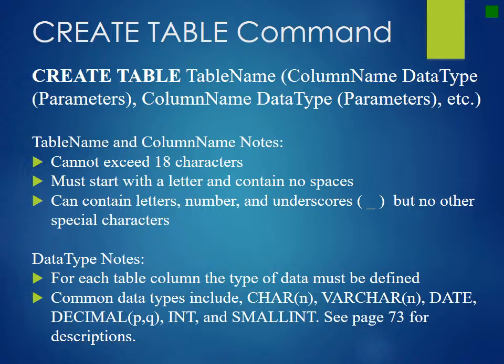Note that the table name and column names cannot exceed 18 characters, must start with a letter, and contain no spaces, but can contain numbers, letters, and underscores, but not other special characters. See page 73 of your textbook for data type descriptions. I recommend you photocopy this page of your textbook and include it in your journal.